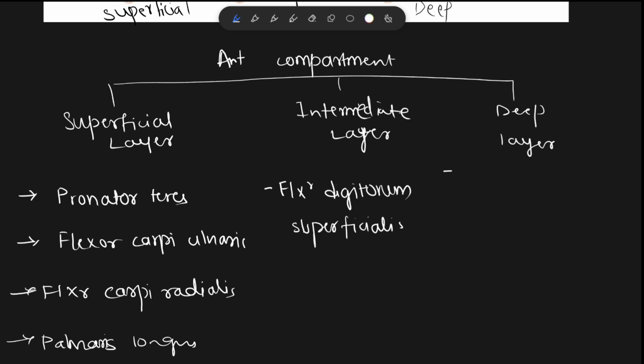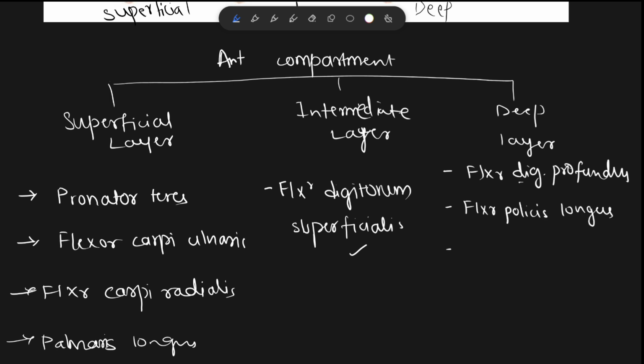Now in the deep layer we have flexor. This is superficial. We will have deep here. Flexor digitorum profundus, this will go to the digits. Next one will be going to the pollicis. Pollicis means thumb. Flexor pollicis longus. And pronator quadratus.